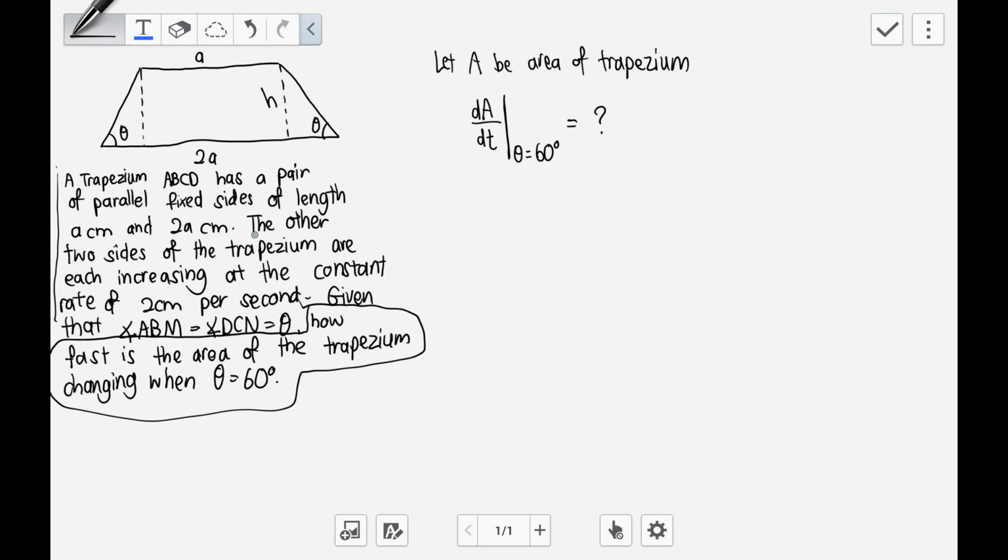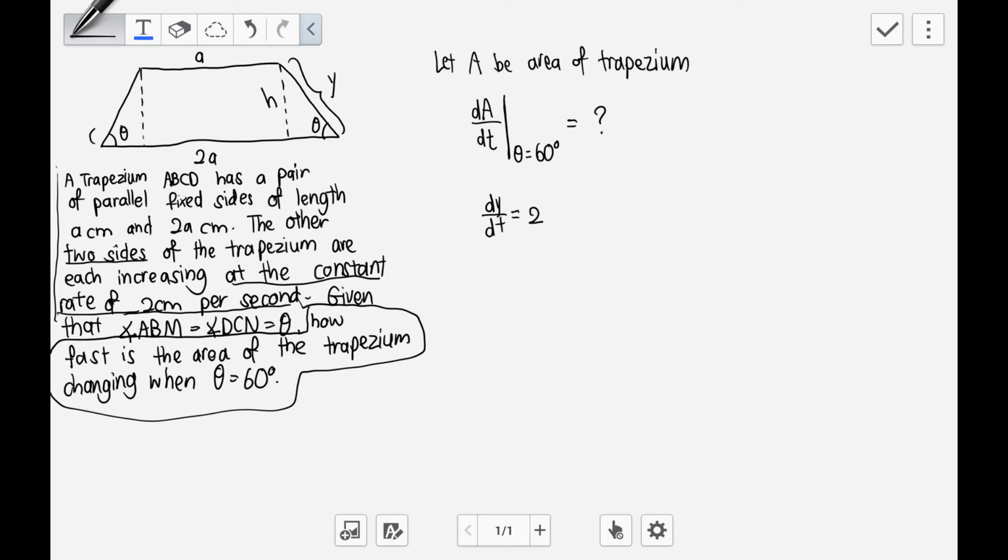They say the other two sides of the trapezium are each increasing at a constant rate of 2 cm per second. We let this side be, what is this side? We could let it be y. And then what is the rate of change of y? According to this sentence, the rate of change of y would be a constant rate of 2 cm per second. The two sides are changing at a constant rate of 2 cm per second. So dy/dt equals 2.